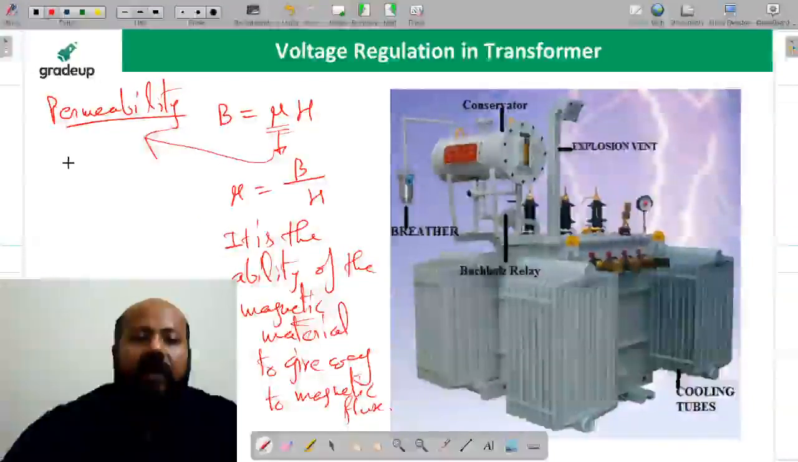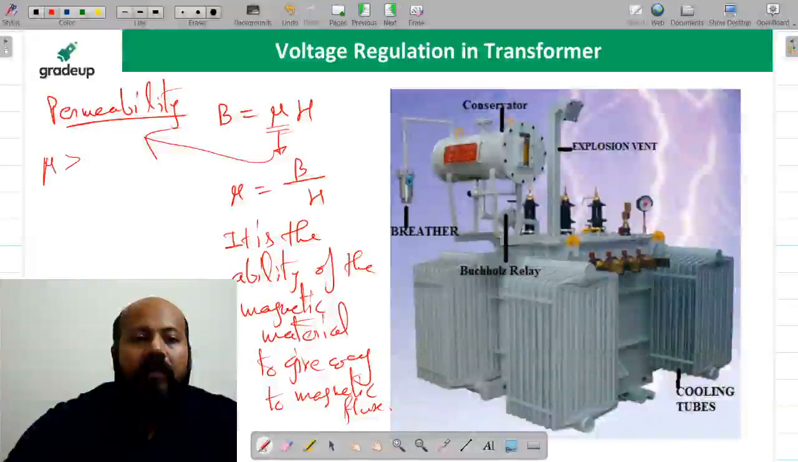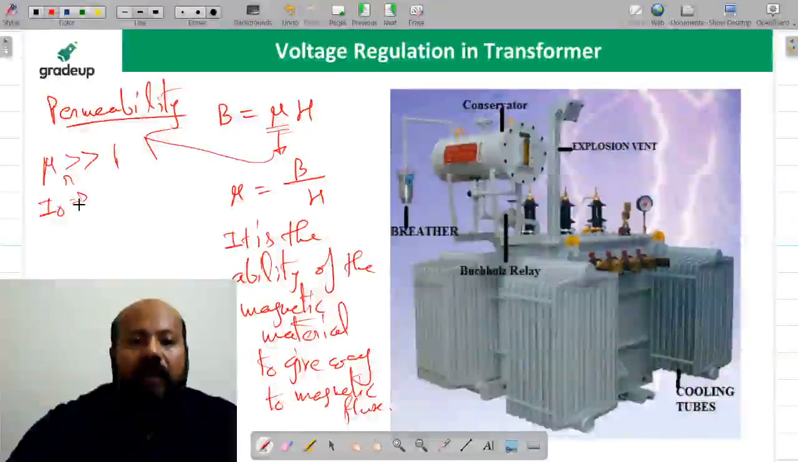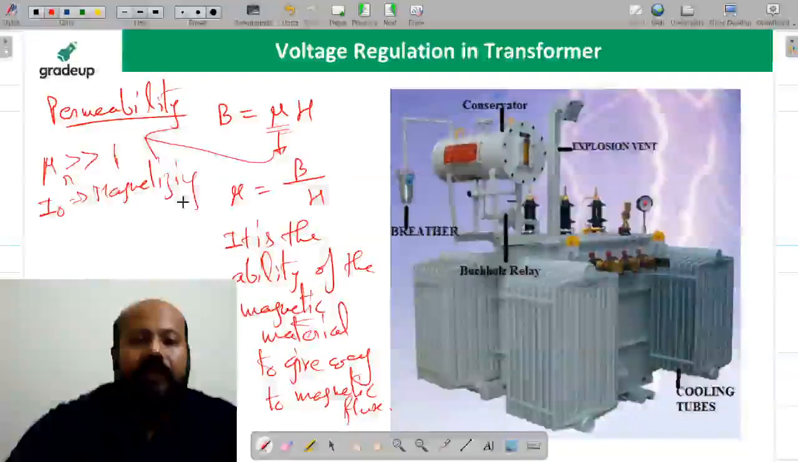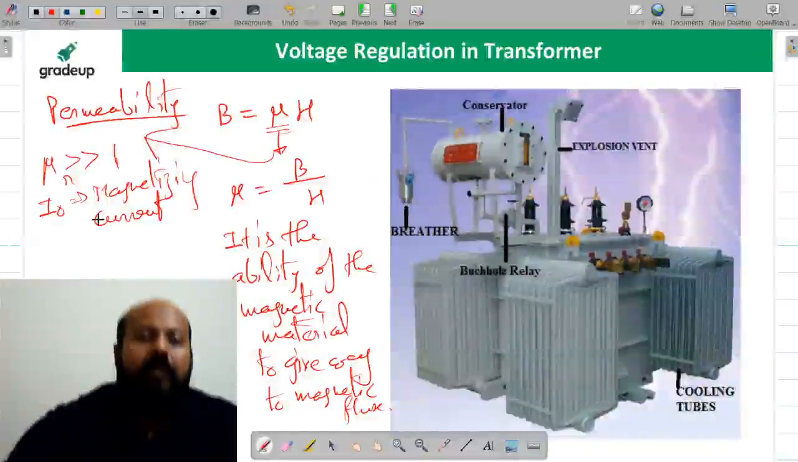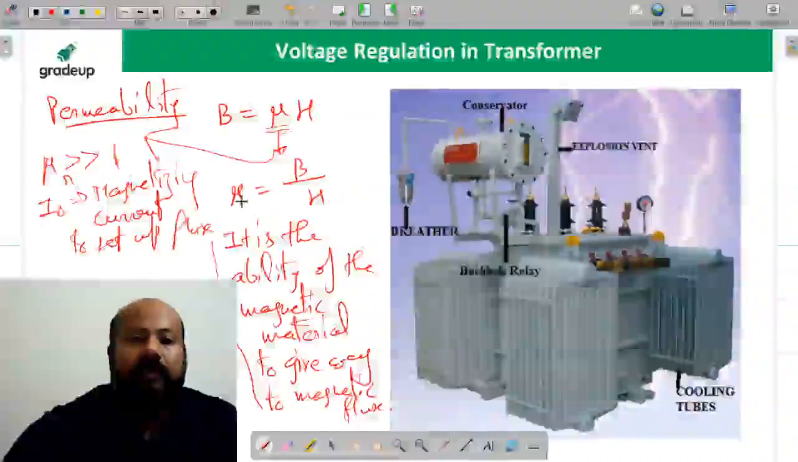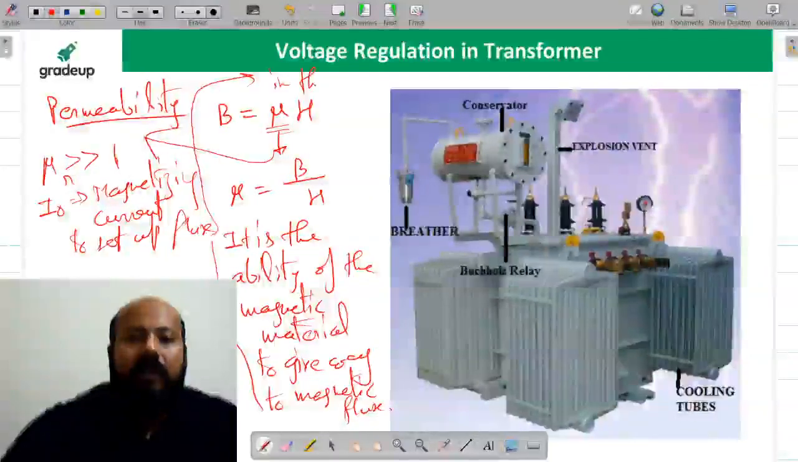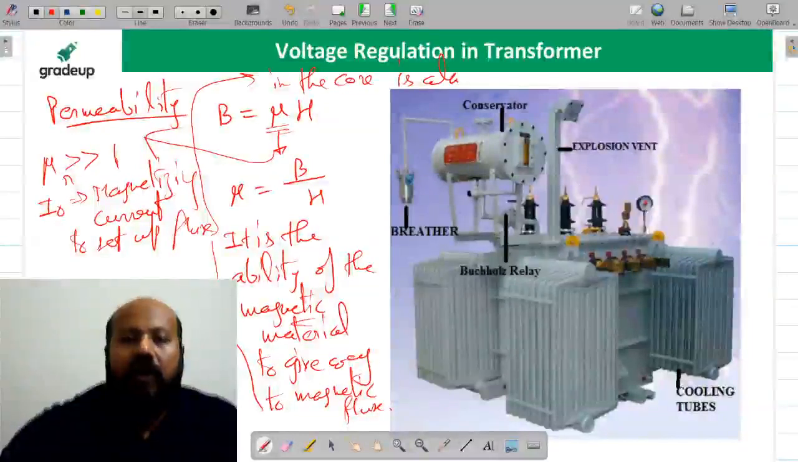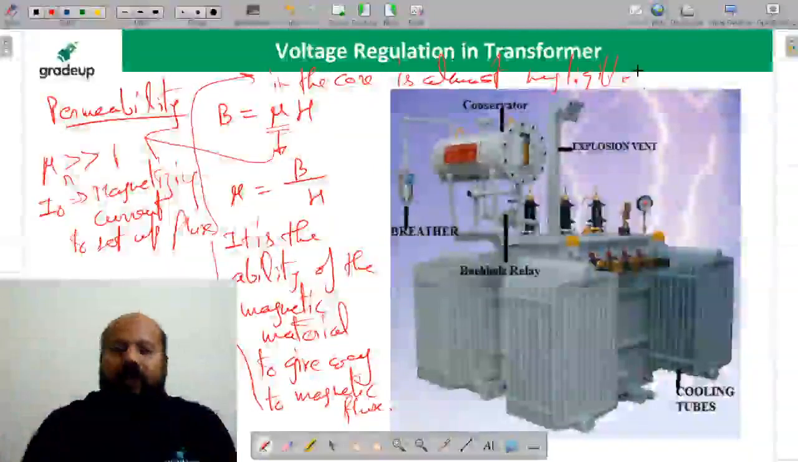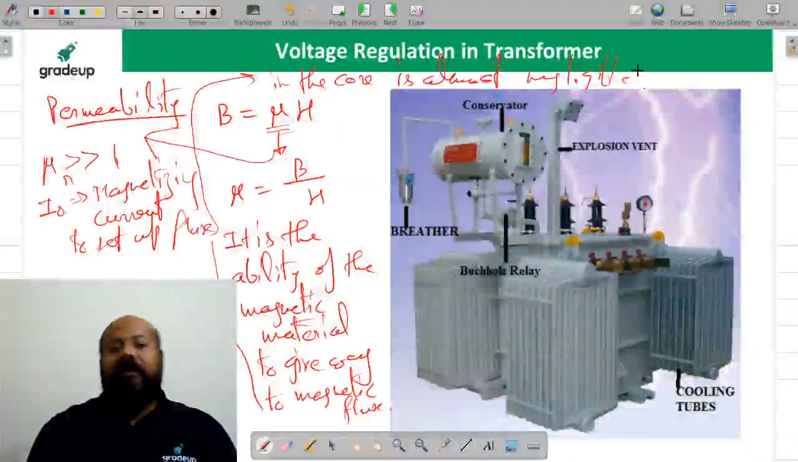What is the meaning of this? The meaning of this is, as mu r, that is the relative permeability, is going to be very, very high in comparison to 1, the magnetizing current to set up flux in the core is almost negligible. That we will understand in due course of time. Just have a little bit of patience, we'll understand all these things.